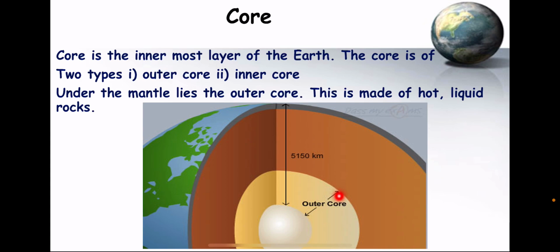This part is liquid and is made up of iron and nickel. Its temperature ranges from 6100 Celsius near the inner core to 4400 Celsius in the outer region near the mantle, because it is too hot. This outer core is too hot, and it is made up of liquid rocks.